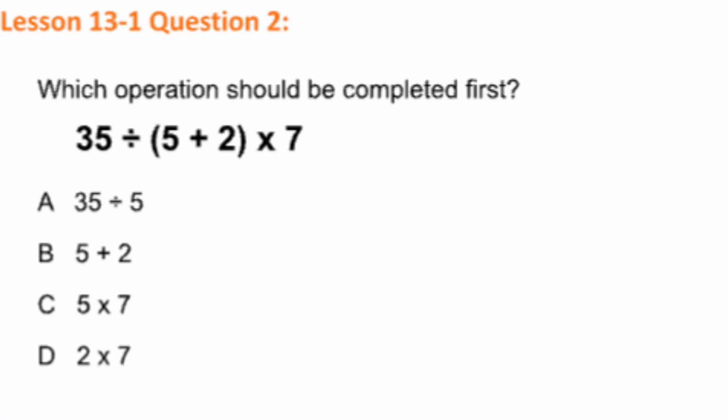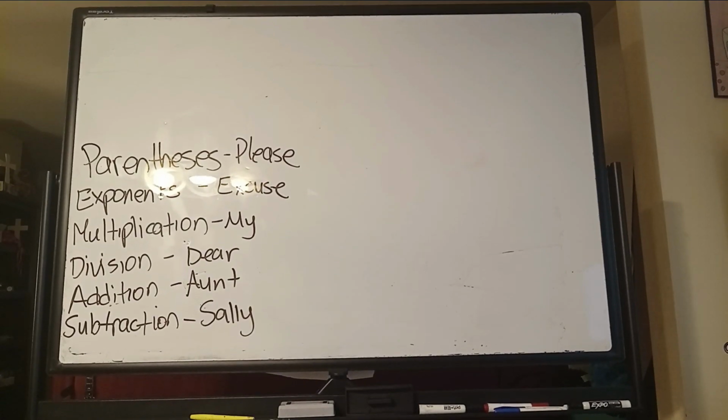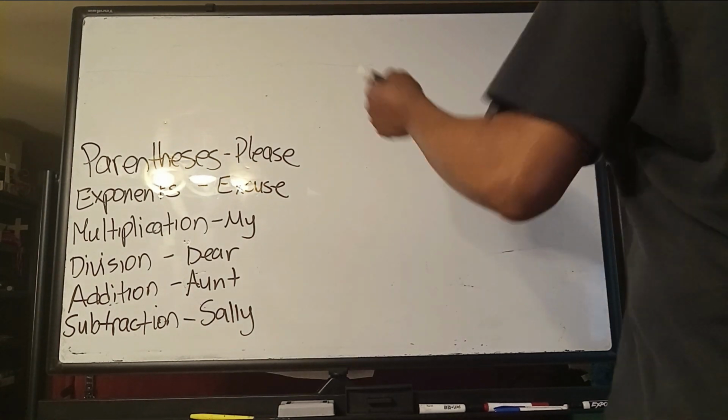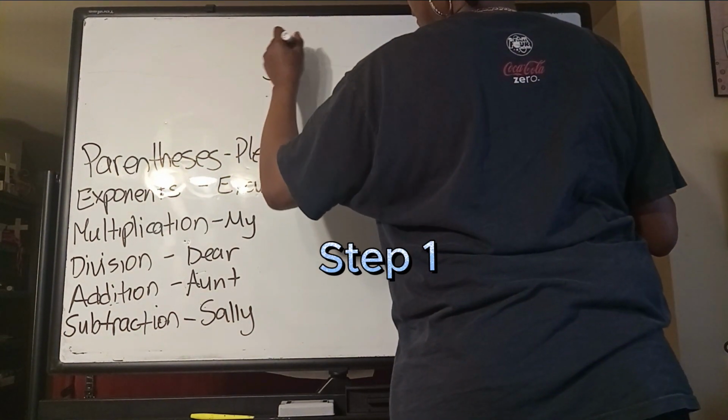Which operation should be completed first? 35 divided by 5 plus 2 in parentheses times 7. All right, so like the problem says, it just wants to know what operation we're doing first. However, we're going to work the whole problem, okay?